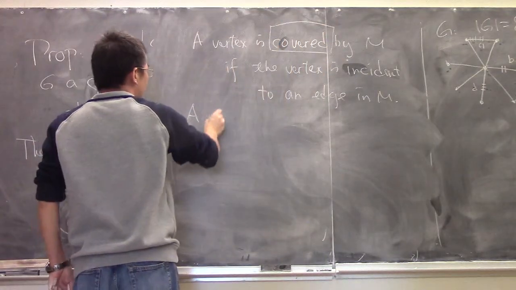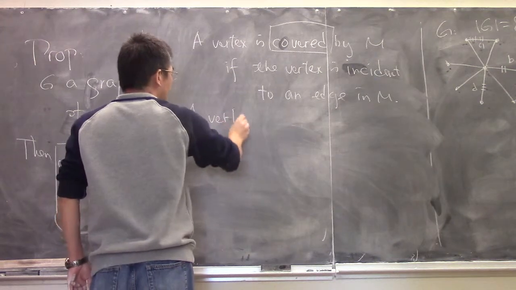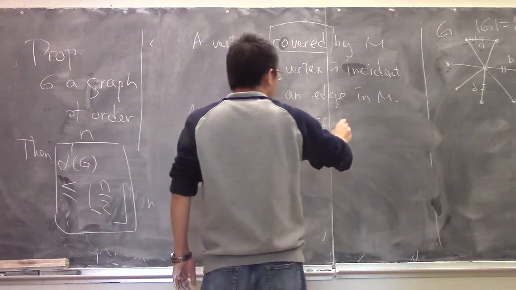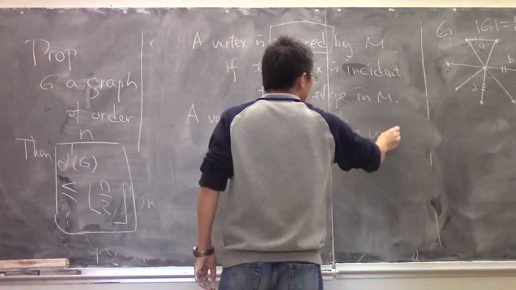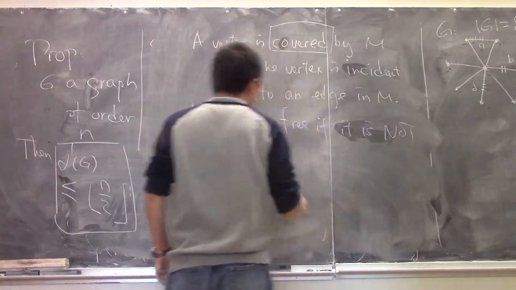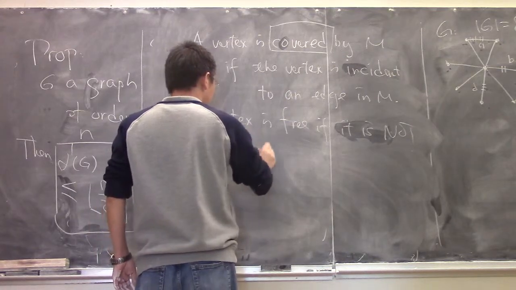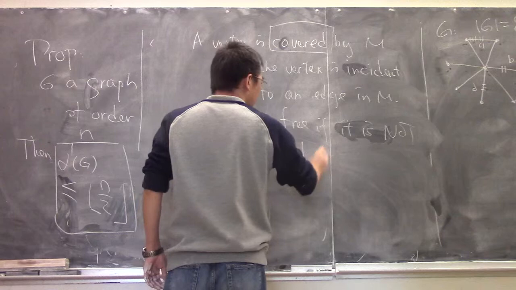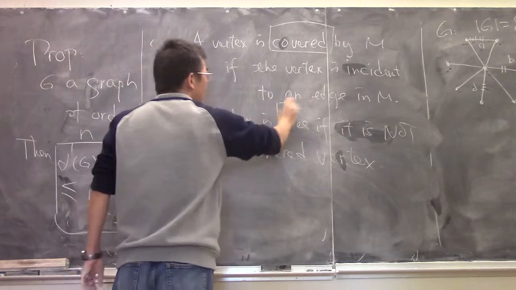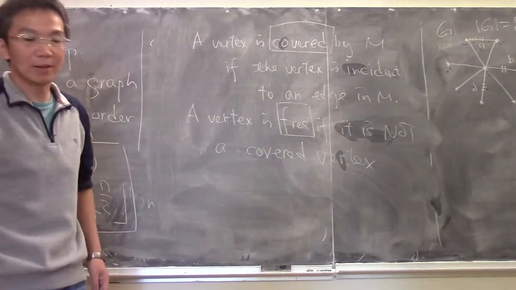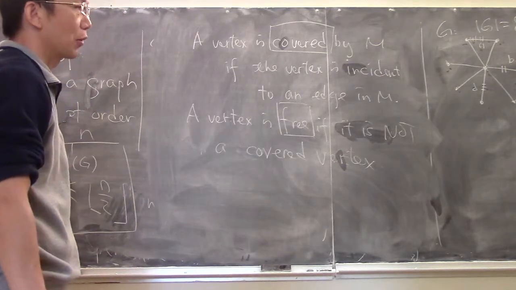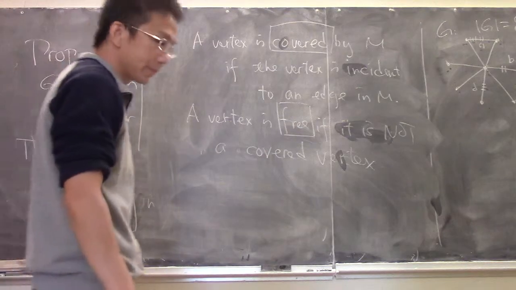A vertex is called free if the vertex is not a covered vertex. So a vertex is free, which means it's not an endpoint of any edge in the matching, right? So that's what we call free.